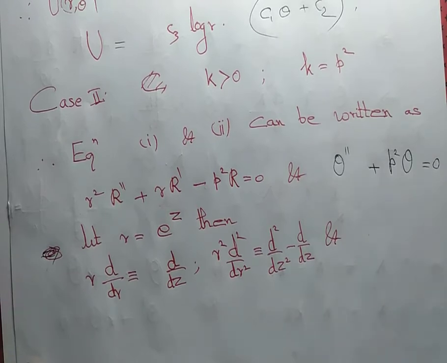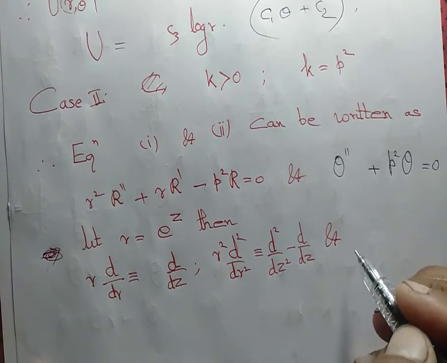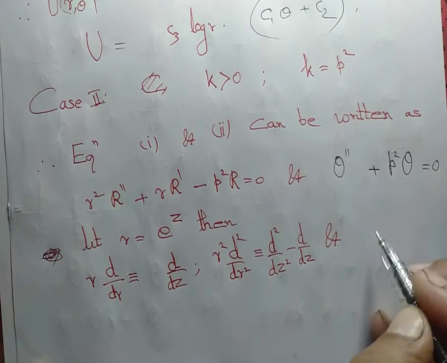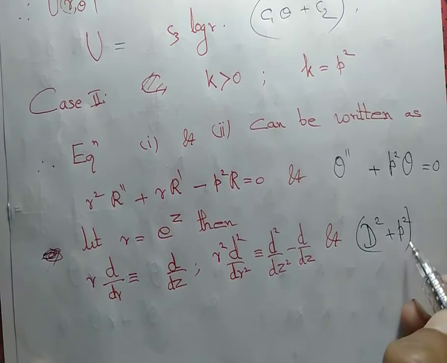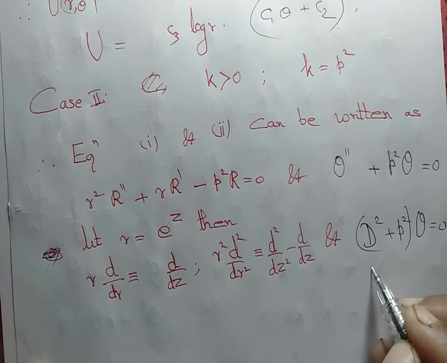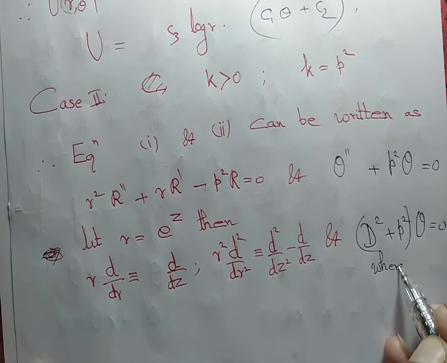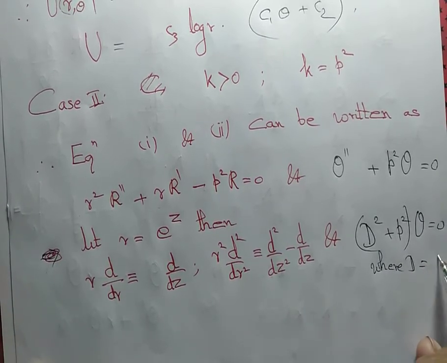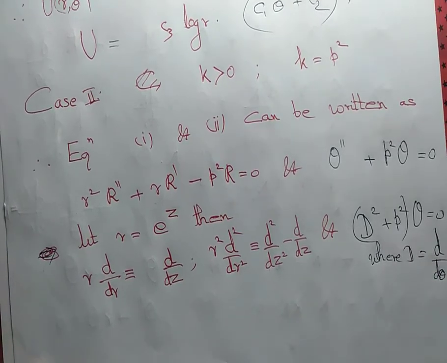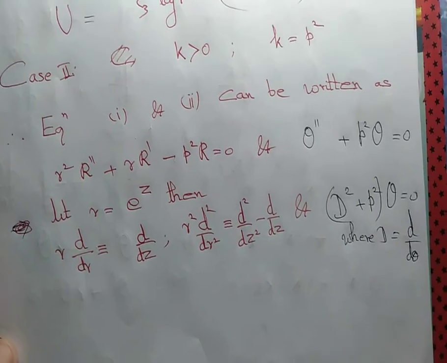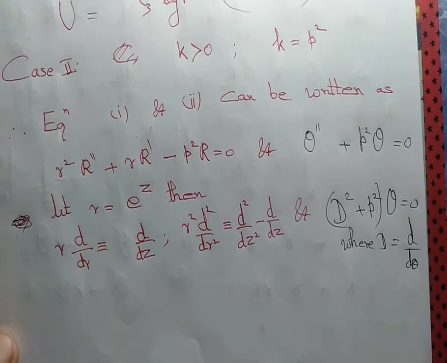And okay, this one you can solve it. You'll have complementary function. This one, let's write it as D square plus p square theta equal to 0, where D is d by d theta. I can approximately write it that way. That's how we solve differential equation of order 2.